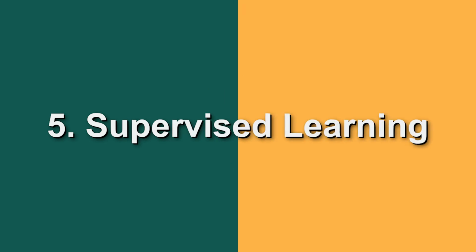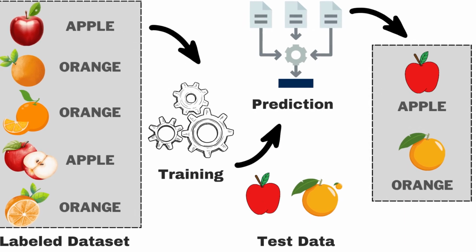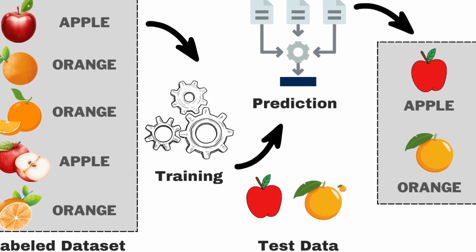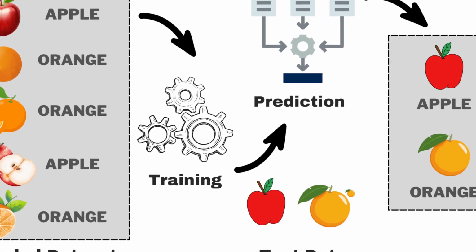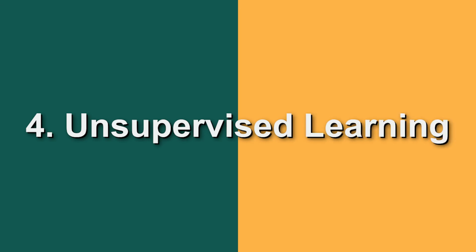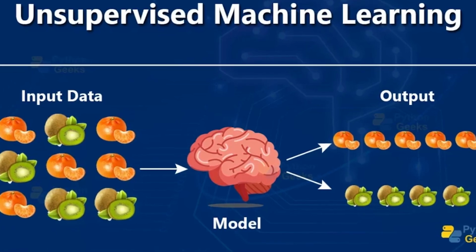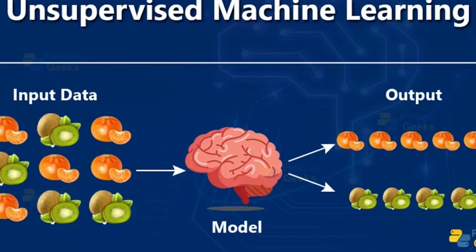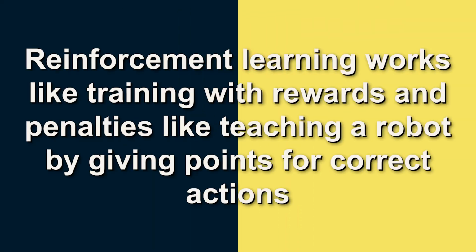5. Supervised learning. A model that learns using labeled data. For example, if we have 1,000 pictures of cats and dogs, the model learns to tell the difference between them. 4. Unsupervised learning. The model has no labels and must discover hidden patterns in the data on its own. 3. Reinforcement learning. Reinforcement learning works like training with rewards and penalties, like teaching a robot by giving points for correct actions.